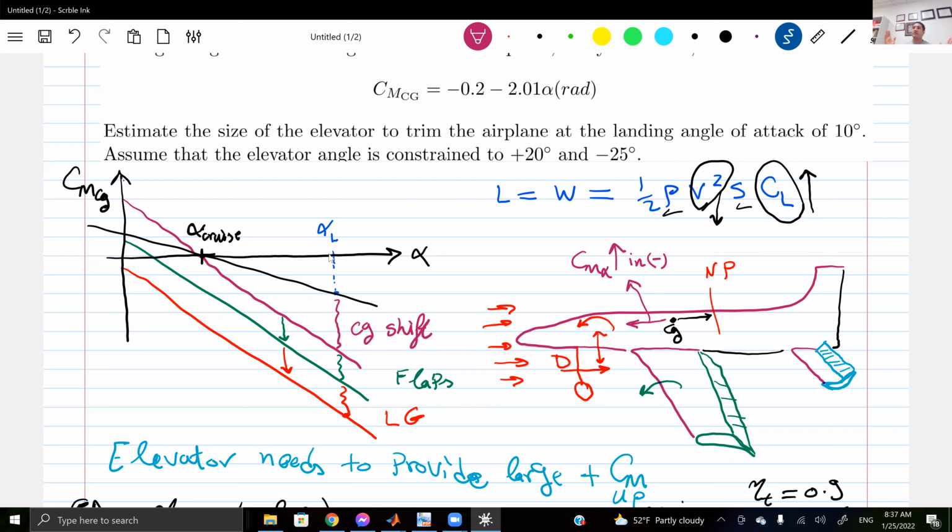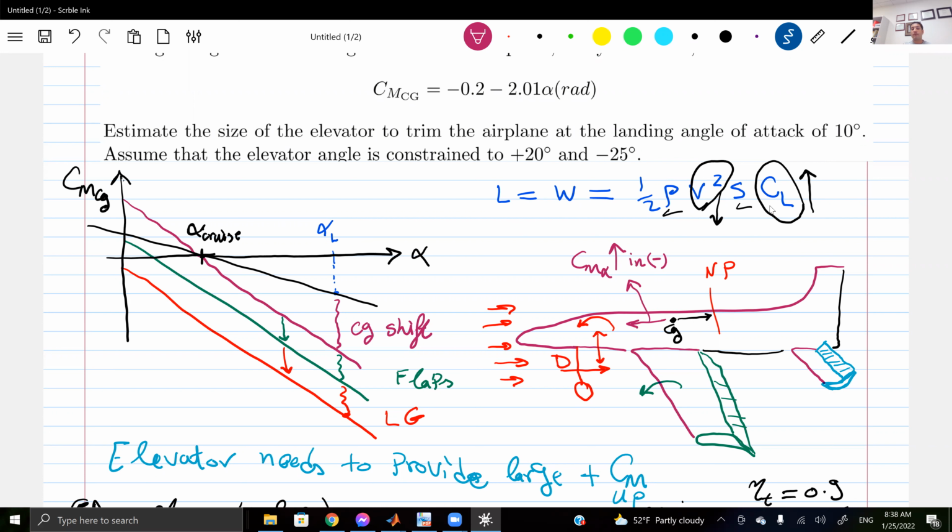Fine, I'm going to increase my angle of attack all the way, but there is a limit, because I'm going to hit stall. So right before the limit, I will be there. So this is alpha landing, right before the stall. But actually, typically, this is not sufficient. You increase your lift coefficient, but not enough.